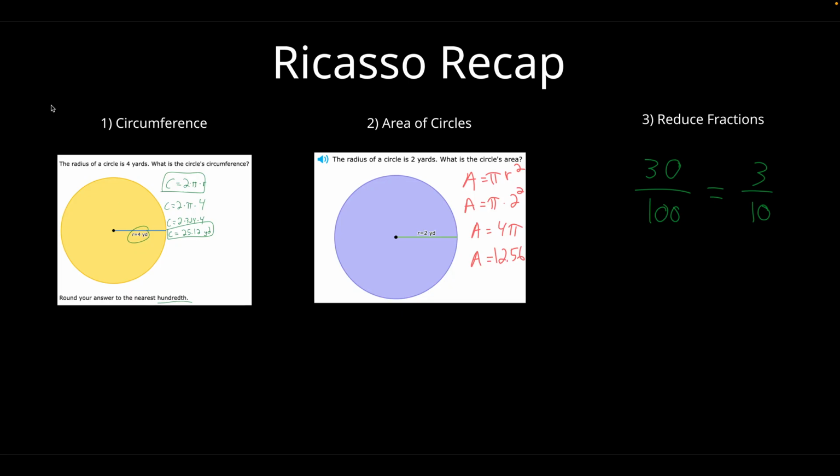For your recap, you should already know how to do circumference of circles, area of circles, and you should know how to reduce fractions, or else have a calculator that can help you with that. If you want a refresher on any of these topics, there'll be videos in the description below. Please go watch those before you start this lesson. All right, new lesson starts now.